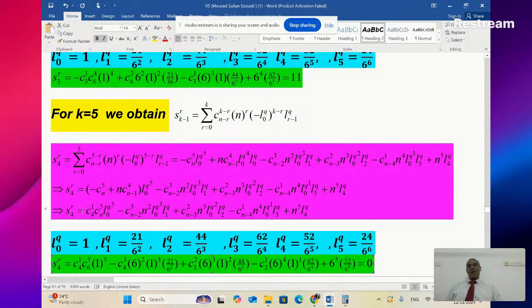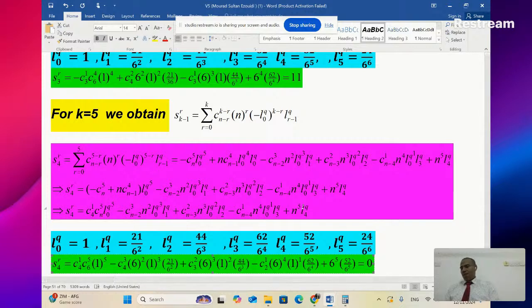In its simplest form, we write S4 as: combination 4 choose 1 times combination n choose 5 times L0 of q raised to the power 5, minus combination n minus 2 choose 2 times n squared times L0 of q cubed times L1 of q, plus combination n minus 3 choose 2 times n cubed times L0 of q squared times L2, minus combination n minus 4 choose 1 times n raised to the power 4 times L0 of q raised to the power 1 times L3, plus n raised to the power 5 times L4 of q.